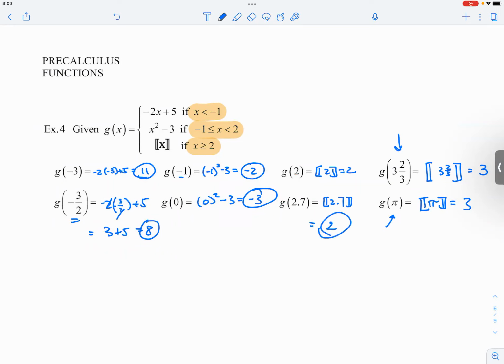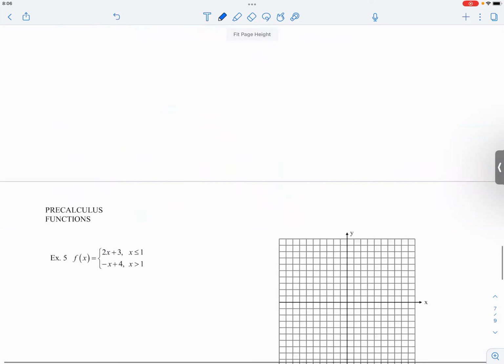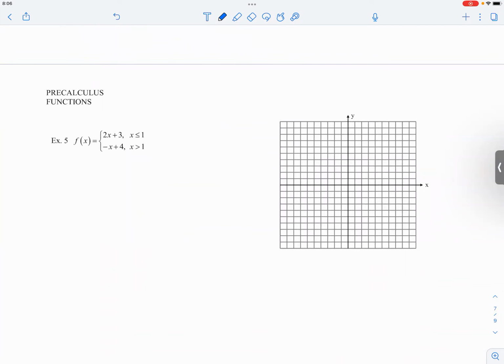So a step function of 2.7, just 2. Easy? Easy, right? All right, now we have done with the values. Then what about the graphing part? So this one is a very straightforward example.